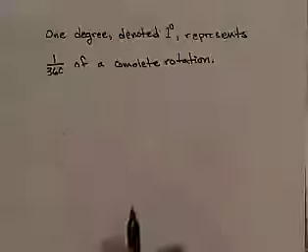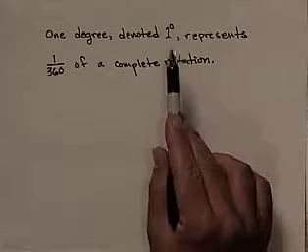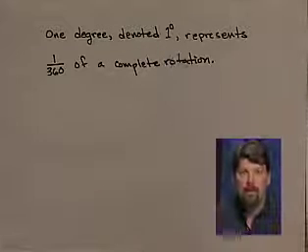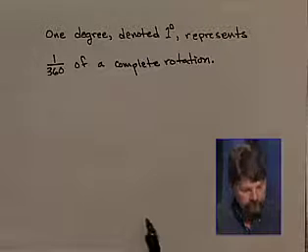Now in trigonometry there are two primary measures of angles, degrees and radians. We'll begin by defining the degree measure. One complete rotation is 360 degrees. So 1 degree, denoted with the degree symbol, represents 1/360th of a complete rotation.